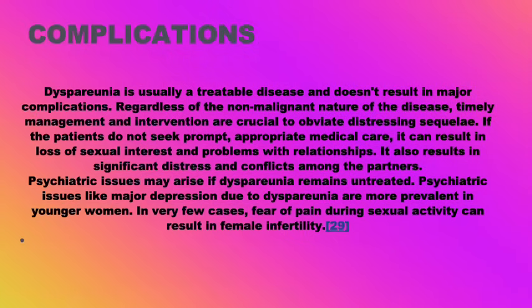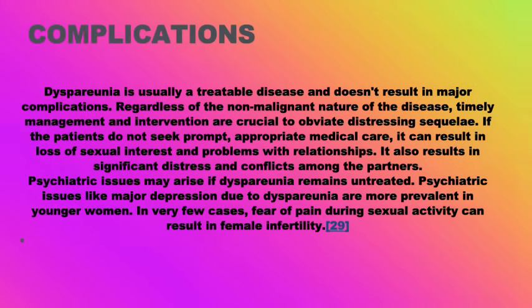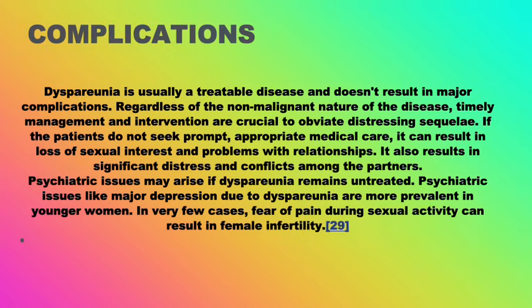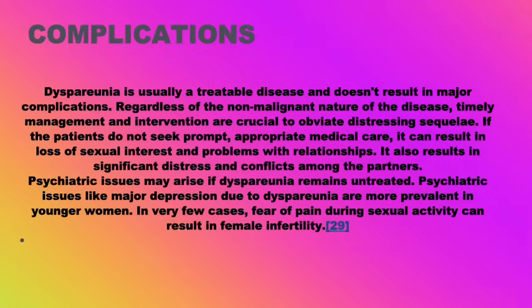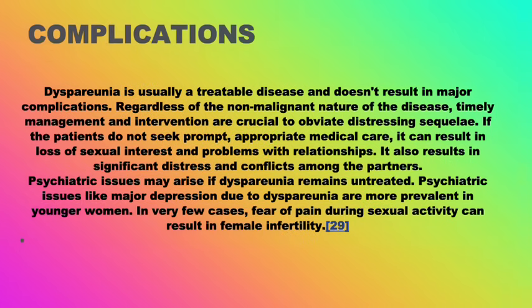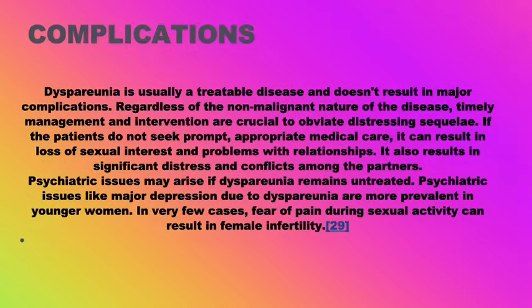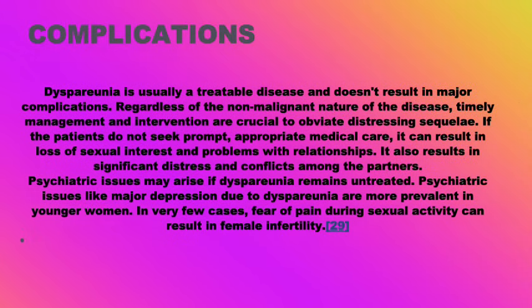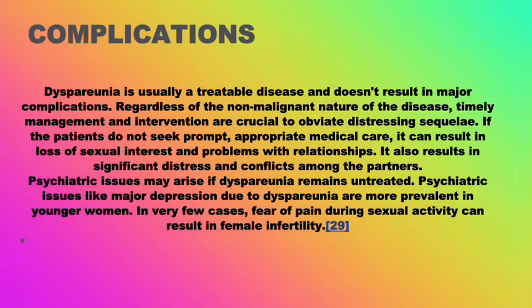Complication. Dyspareunia is usually a treatable disease and does not result in major complications. Regardless of the non-malignant nature of the disease, timely management and intervention are crucial, obviating the distressing sequelae. If patients do not seek prompt, appropriate medical care, it can result in loss of sexual interest and problems with the relationship. It also results in significant distress and conflict among partners. Psychiatric issues may arise if dyspareunia remains untreated. Psychiatric issues like major depression due to dyspareunia are more prevalent in younger women. In few cases, fear of pain during sexual activity can result in female infertility.